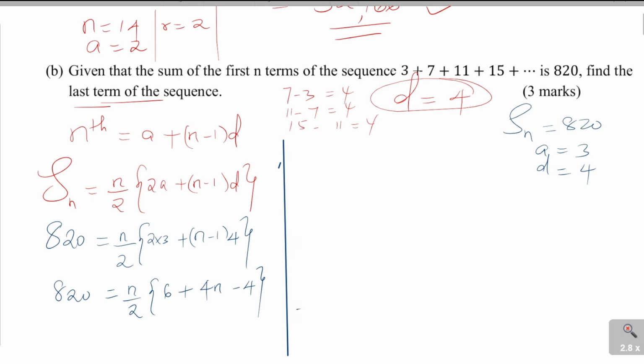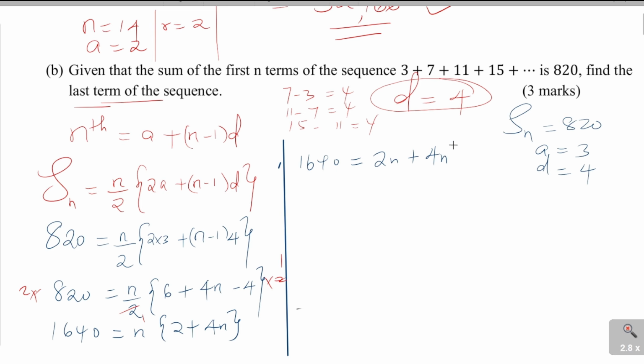To simplify this, I can multiply both sides by 2. Now 820 times 2, I get 1640, so 1640 is equal to n times (6 plus 4n minus 4). When you simplify, 6 subtract 4 gives 2, so you get 2 plus 4n, and the 2s divide out. So from there, you have 1640 is equal to 2n plus 4n squared.